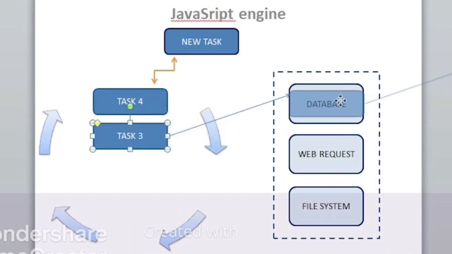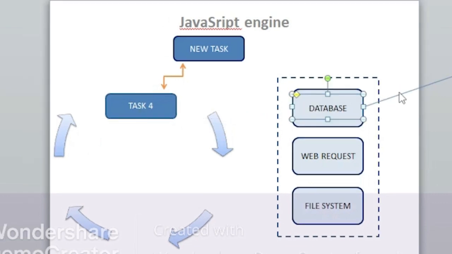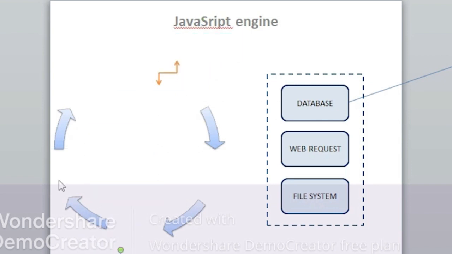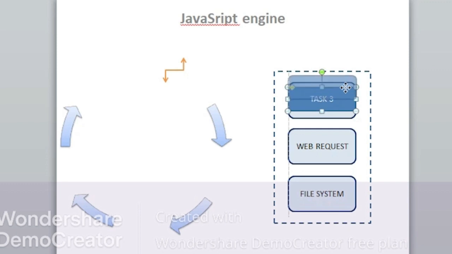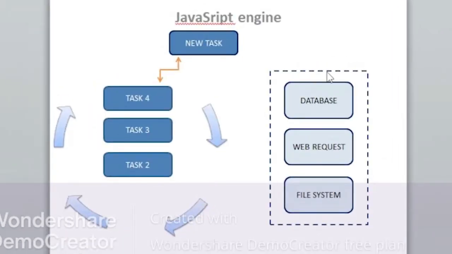So the whole process continues. When it is done, it queues back on the event loop of the JavaScript engine. You see how it works? So it continues, and that is how the JavaScript engine works. This is how it performs its tasks, and the process continues. If there is another task that wants to be assigned, it does the same process, and the cycle continues.